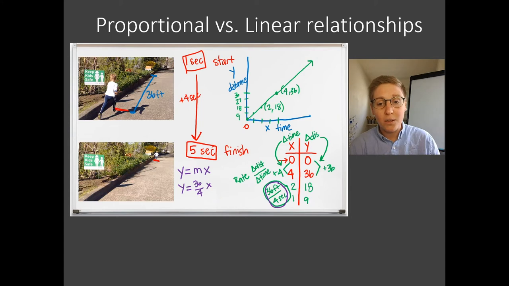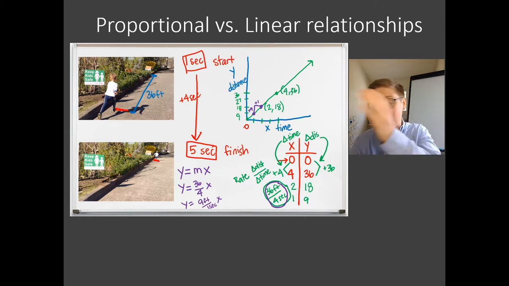And the reason this works is because if you look at this, 36 over 4, that can reduce. 36 divided by 4 is 9. 9 feet per 1 second. And we show that in our graph. This is why this equation works. There's 9 feet that he runs for every 1 second. He can go 9 more feet for every 1 second. That is his slope. Plus 9 feet for every plus 1 second. And that is a constant rate.